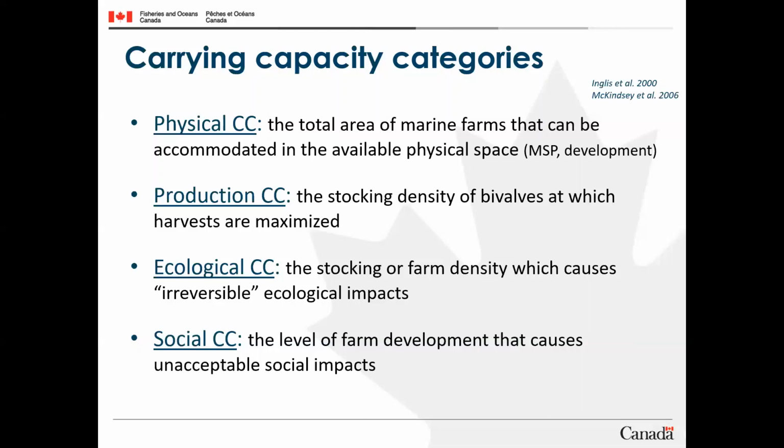And then we move into categories that are much fuzzier, let's say, or harder to pinpoint, I guess. And so these two last, as Chris mentioned in his talk this morning, are also fairly closely intricated or linked, giving feedback to one another. So if you want a definition of ecological carrying capacity, you can say it's the stocking density or farm density that will cause irreversible change in the ecosystem.